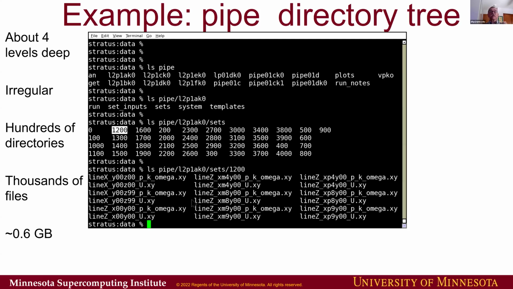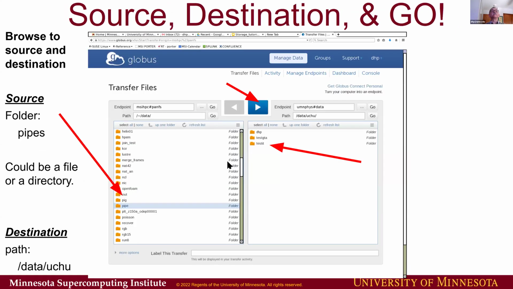The point here is that this ends up being a fairly irregular directory tree, 4 levels deep, hundreds of directories, and thousands of files. You could copy it all with an RCP, but it's a nice illustration for Globus to begin with. It's only about 0.6 gigabytes in size, but it was an initial quick test case that I started with.